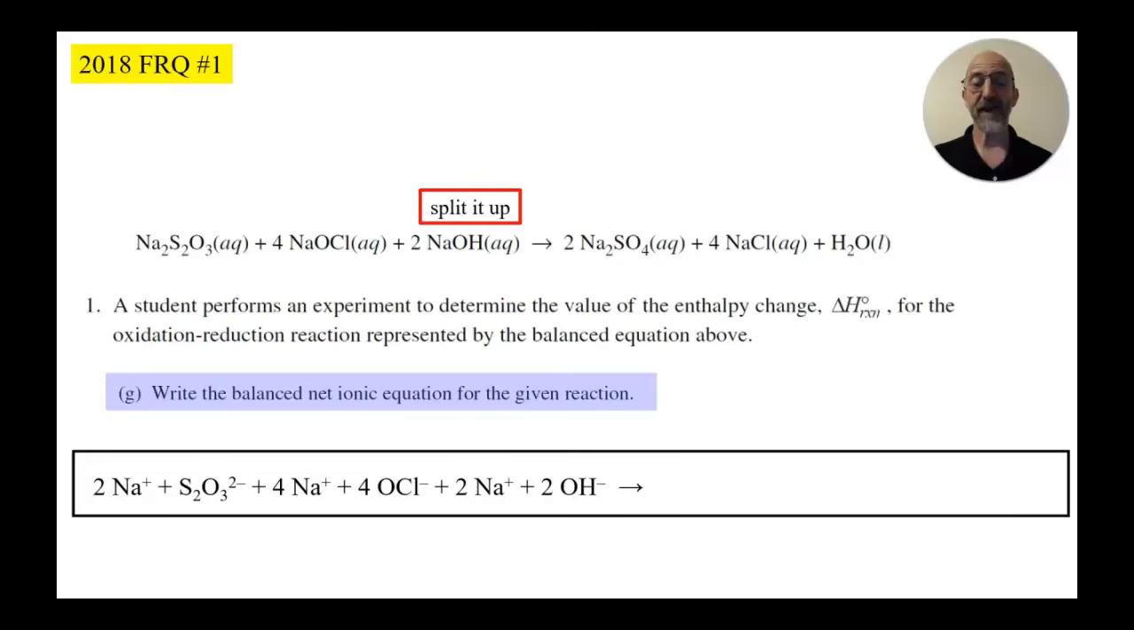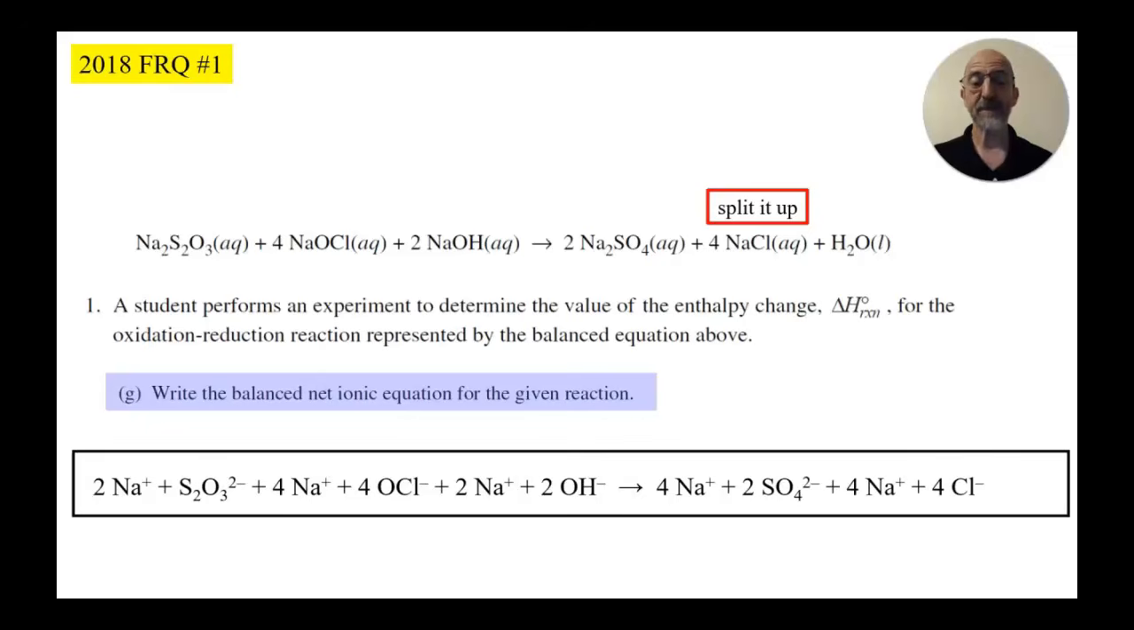What about the other side of the equation? Sodium sulfate, I will split that up, but there's actually 4 sodiums and there's 2 sulfates. So 4 sodiums and 2 sulfates, split it up. 4 sodiums and 4 chlorides in the next example. And then the only substance I did not split up was something molecular, which is water. So water I would just leave as is.